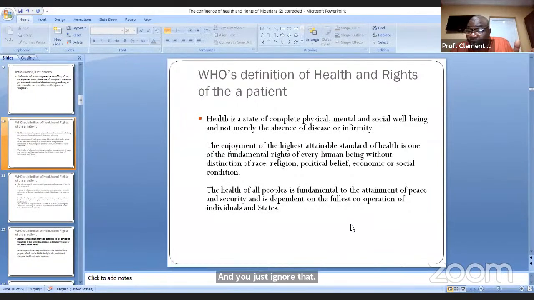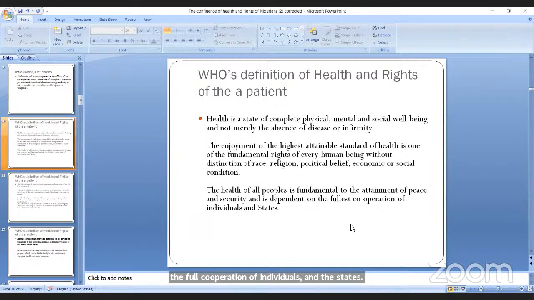Those people can sue you because when you administer health in this manner, usually there's no distinction in race, political standing, economic standing, or social condition of the person you are dealing with. Everybody ought to be equal. That's important. Now, the health of all people is fundamental to the attainment of peace and security, and it's dependent on the full cooperation of individuals and the states.